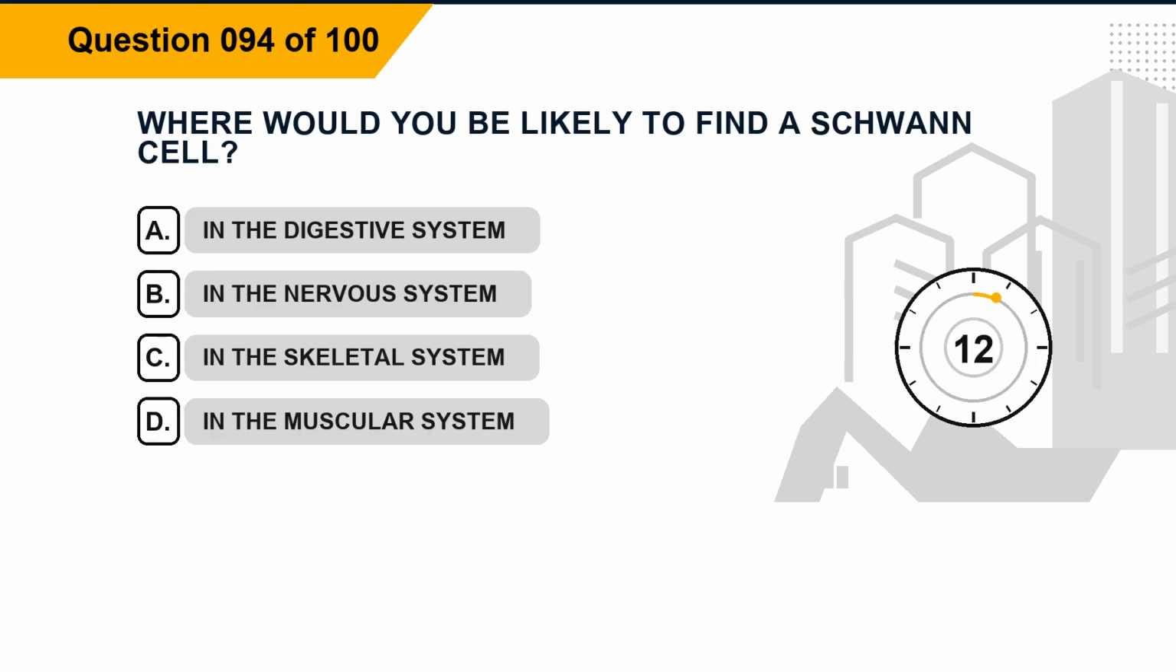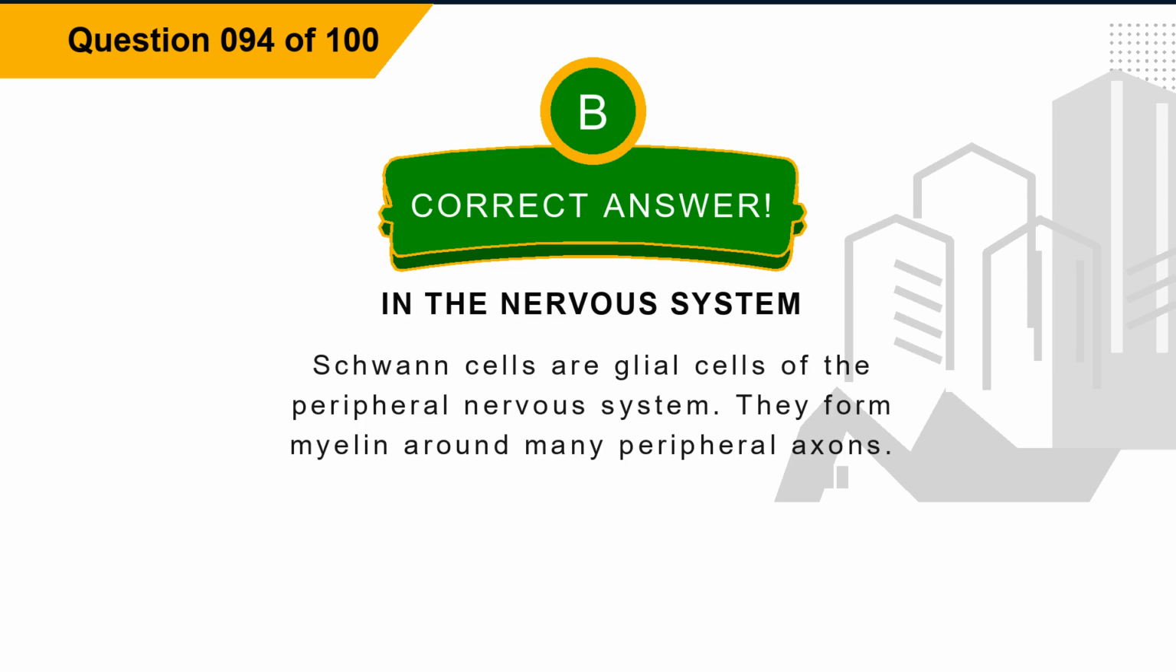Question 94. Where would you be likely to find a Schwann cell? Option A, in the digestive system. Option B, in the nervous system. Option C, in the skeletal system. Option D, in the muscular system. The correct answer is option B, in the nervous system. Explanation: Schwann cells are glial cells of the peripheral nervous system. They form myelin around many peripheral axons.